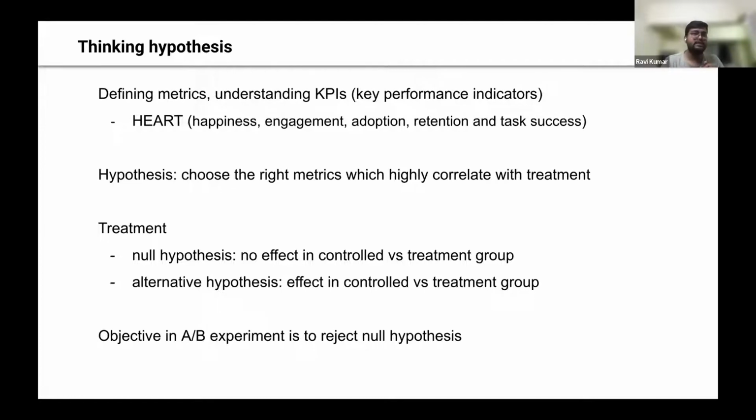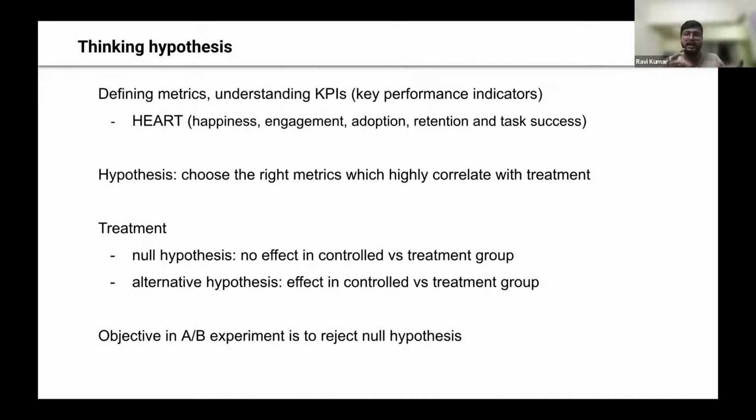Adoption is basically, for a new user who has been exposed to this feature, how likely the person will adopt that feature. Retention is, if people have used it this month, will they come back again next month. And task success is something like the revenue I'm getting by launching this feature.